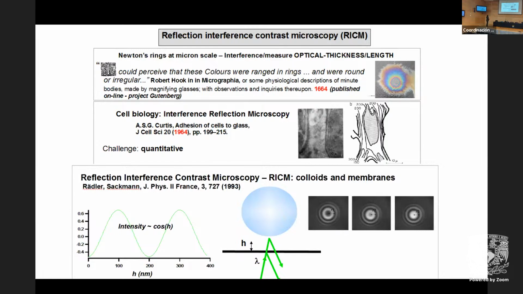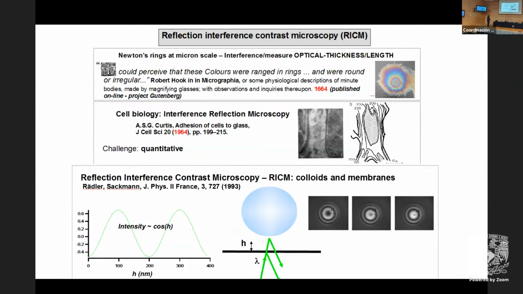1664. Many, many years later, in 1964, Brownian motion. Curtis again, about whom I talked just before, had the idea of using interference to look at cell adhesion. But he had very ugly pictures. This was very difficult to quantify. People thought this was a great idea. They tried fairly hard for 10 or 15 years, and they gave up.